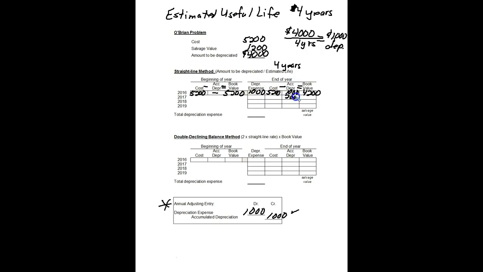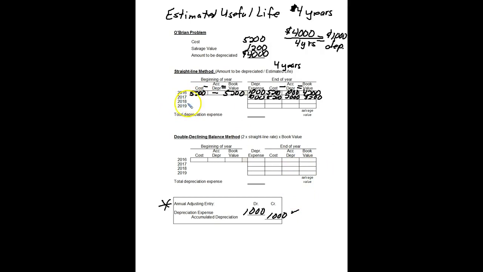So at the end of 2017, we expense another $1,000. The amount accumulated grows to $2,000. Nothing happened to cost. It stayed at $5,200. And now $5,200 minus $2,000 gives us a book value of $3,200. And then you just keep doing that every year.